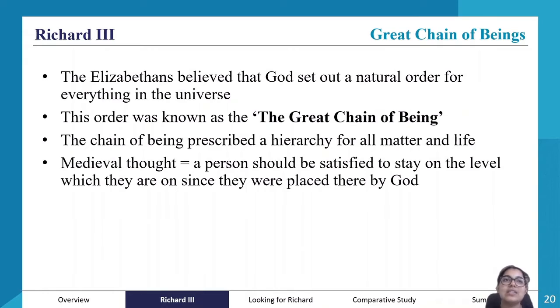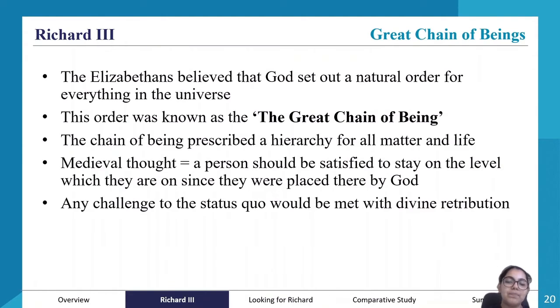And that's exactly opposite of what Richard does, right? Richard goes against it. Richard goes, I don't want to just be no duke, I want to be king, I'm going to be king, full stop. And so he tries to go against that. And so any challenge to the status quo would be met with divine retribution. That's the idea surrounding the great chain of being, and that's what Shakespeare shows, that when Richard decides to go against it and to chart his own course, he will face the repercussions. He will be defeated. And that's why the whole last scene, you know, in Shakespeare's work, is basically a celebration of Richard's death, right?